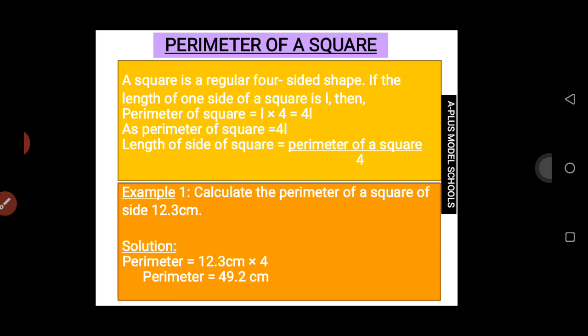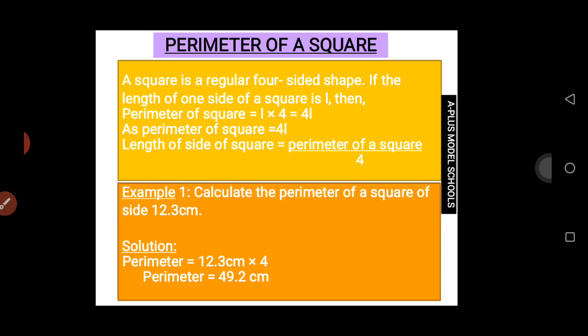Now, so the perimeter of a square is 4L, and when you are looking for the length of a square, the formula you are going to use there is perimeter of the square divided by 4, since it has 4 sides. Now let's look at one or two examples under the perimeter of a square. Calculate the perimeter of a square of side 12.3 centimeter.